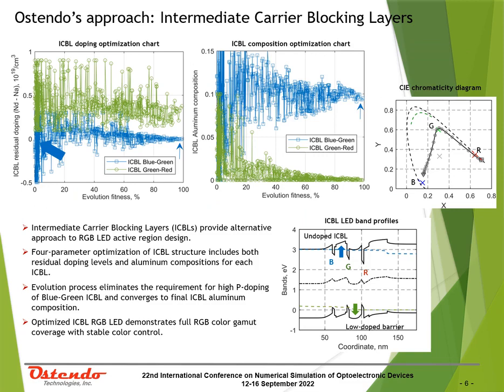Next slide illustrates Ostendo's approach to RGB LED design. Active region design now contains intermediate carrier blocking layers, and optimization includes four parameters: residual doping and aluminum composition for each of two ICBLs. Results of our approach are readily seen. The evolution process converged to a final aluminum composition of the blue-green ICBL and completely eliminated the requirement for high p doping level. In this specific example, aluminum composition of the second ICBL is not needed. ICBL donor doping just supports the red emission at low LED injection current. The optimized LED demonstrates full RGB color gamut coverage with stable color control.